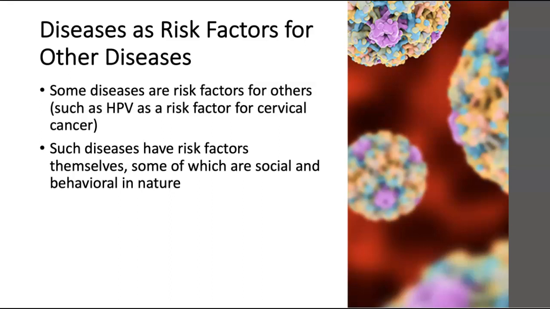What about diseases as risk factors for other diseases? So we know some diseases are risk factors for others. We've already talked about diabetes related to cardiovascular disease, and we know that HPV is a risk factor for cervical cancers. And so such diseases have risk factors themselves, and they're both social and behavioral in nature. So if we think about HPV, we know unsafe sex is a risk factor for HPV. And we know that a sexually transmitted infection is a risk factor for cervical cancer.